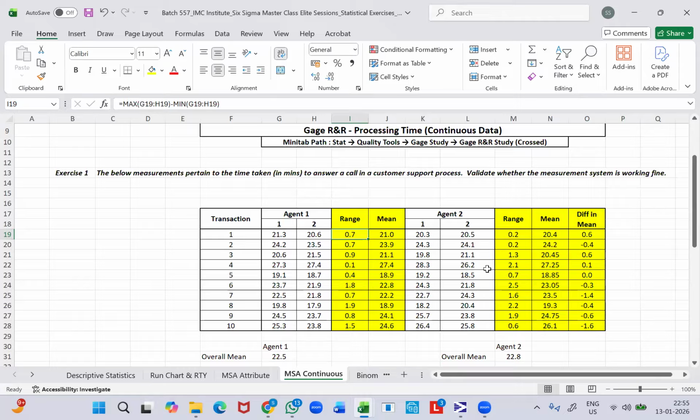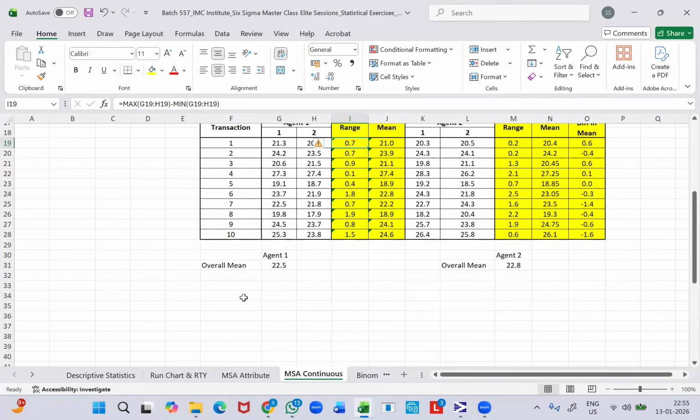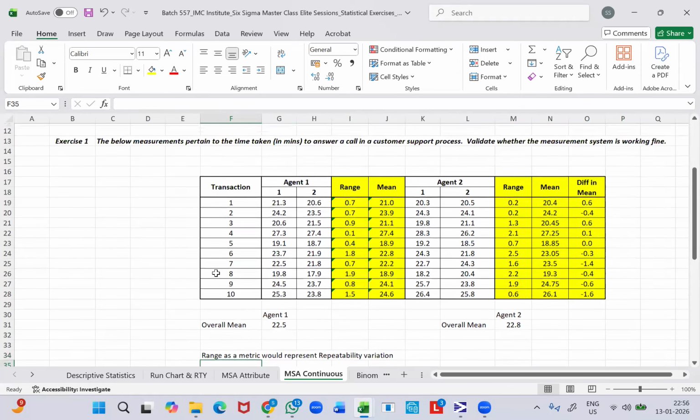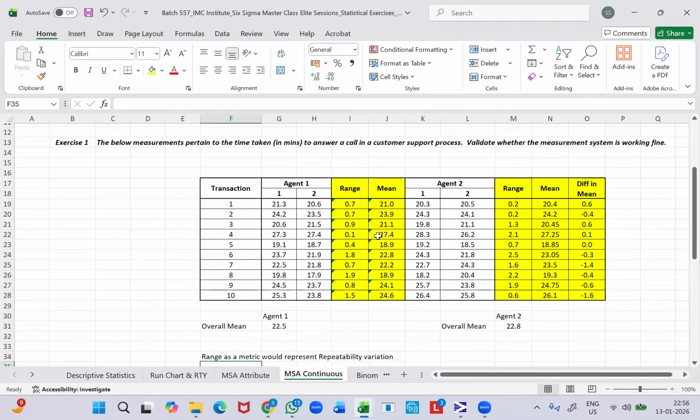So range as a value here would represent repeatability variation. So let me just provide that summary. Range as a metric would represent repeatability variation, right? And I've also calculated the mean values for each transaction, pertaining to both the agents.